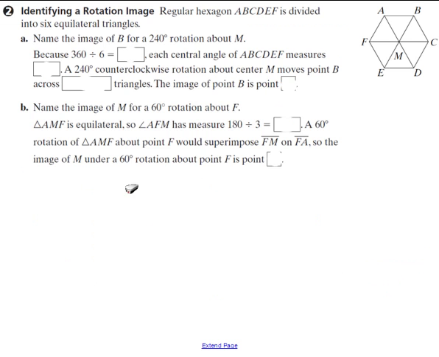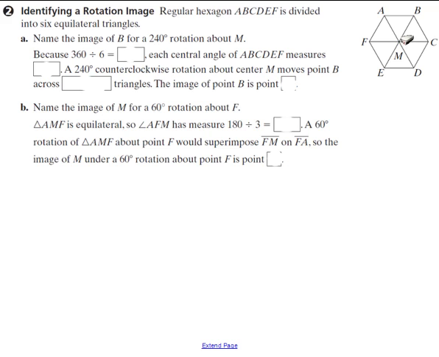Okay, so let's take a look at another example. Now we're going to be rotating this image. They have a hexagon. And remember, we said the center is equidistant from the vertices. And they tell us that it's divided into 6 equilateral triangles. So that means the distance here is equal to the distance here, is equal to the distance here, right? Equilateral, all 3 sides are the same. So it says, name the image of B for a 240 degree rotation about M.